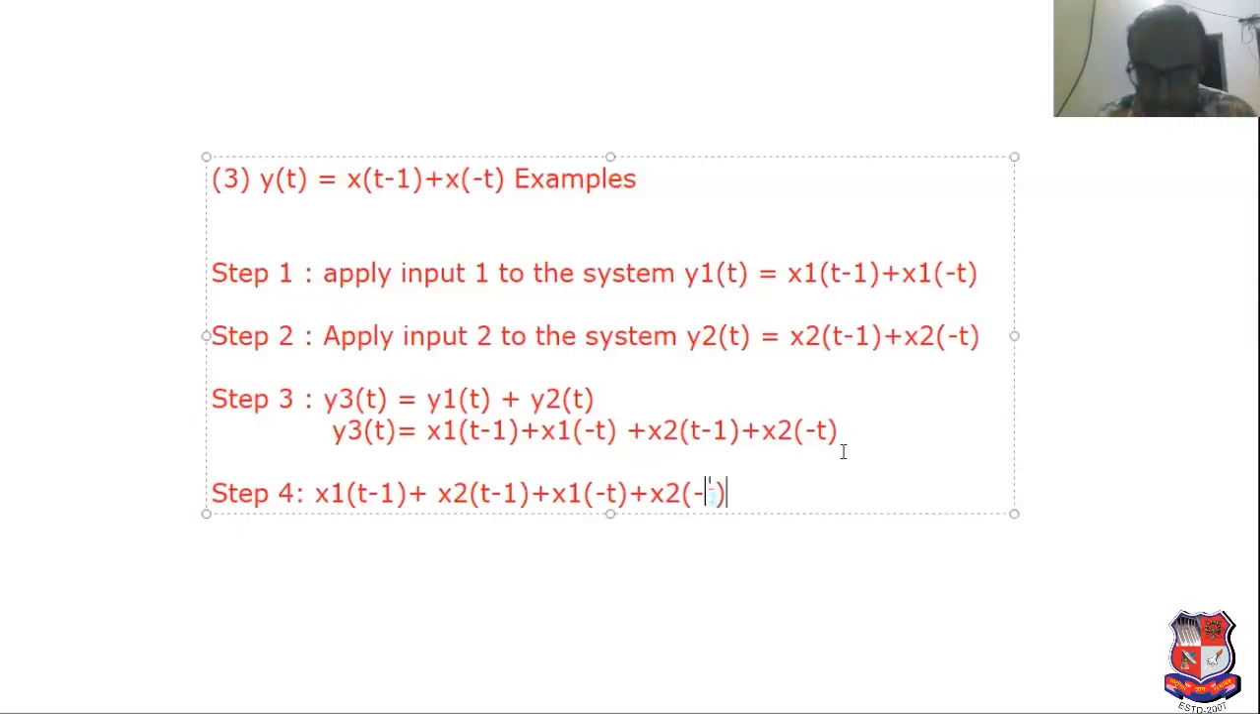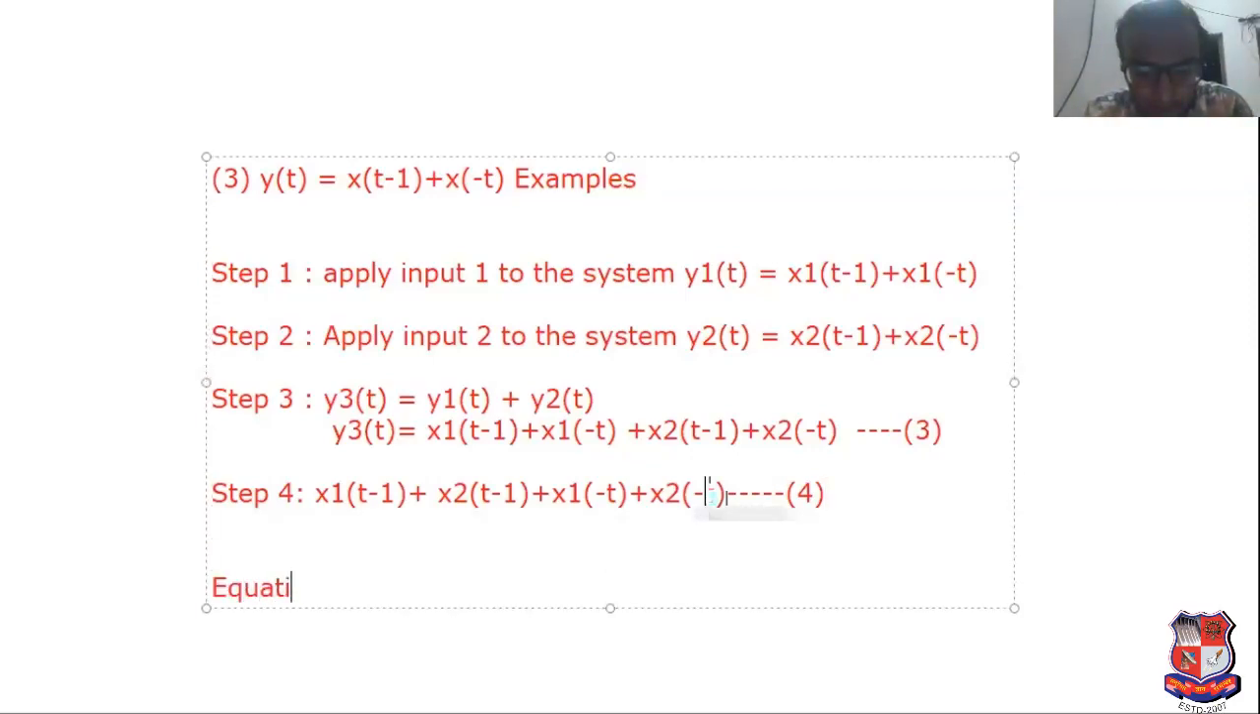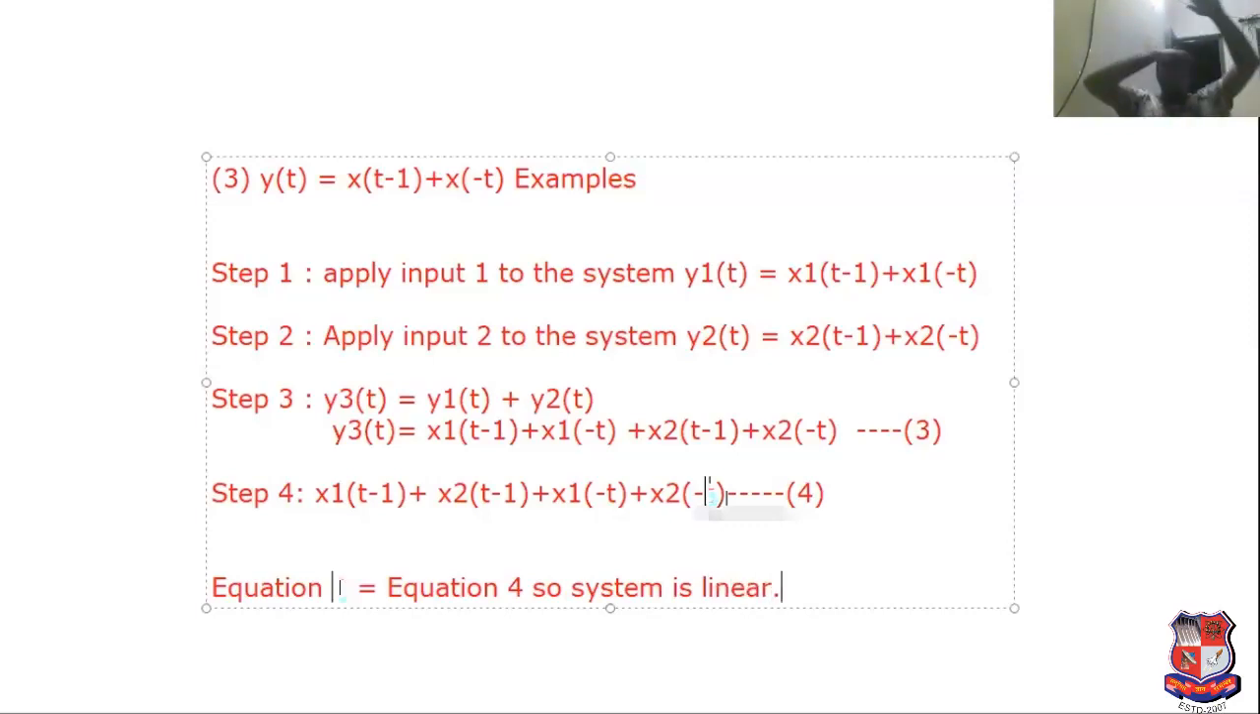Now see this equation 3. Consider this is equation 3. Consider this is equation 4. So based on that, equation 3 is always equal to equation 4. So the system is linear. So it is the example of linear system. So try to understand this example. Now we concentrate on another example.